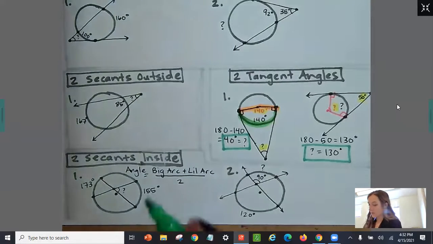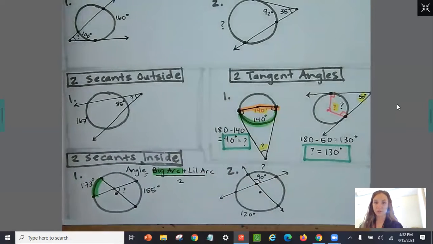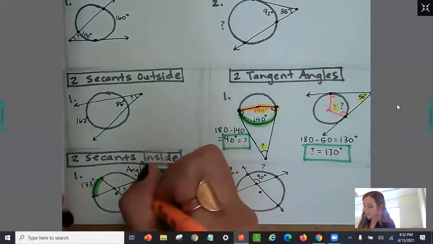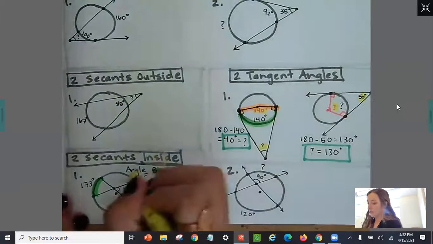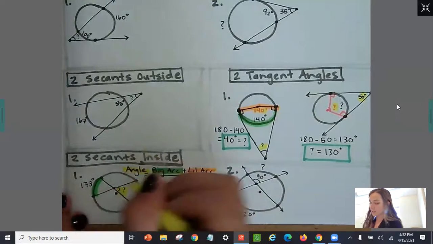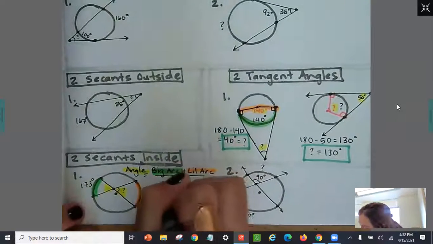Okay, so here we have our big arc, which is 173. We have our little arc, which is 155. That divided by 2 is going to equal our angle. Since these are vertical angles, it's actually going to equal this angle as well as that angle because they are the same measurement.